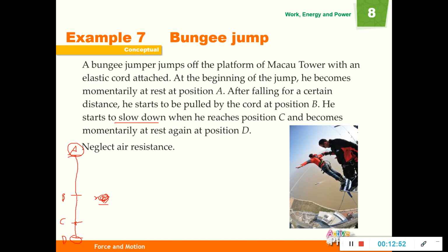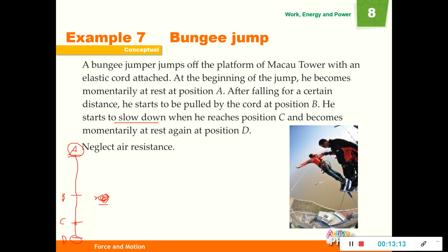Second part, from B to C. From B to C, GPE of the jumper is decreasing, converted into kinetic energy. And also, because the string is under tension, EPE is also increasing.